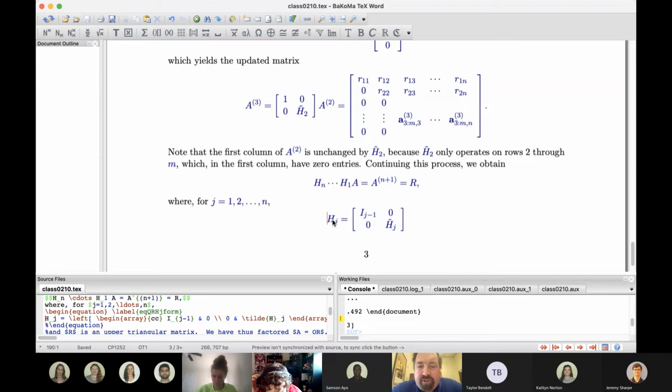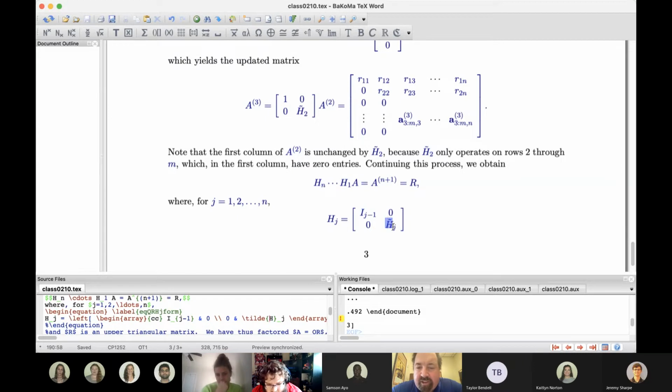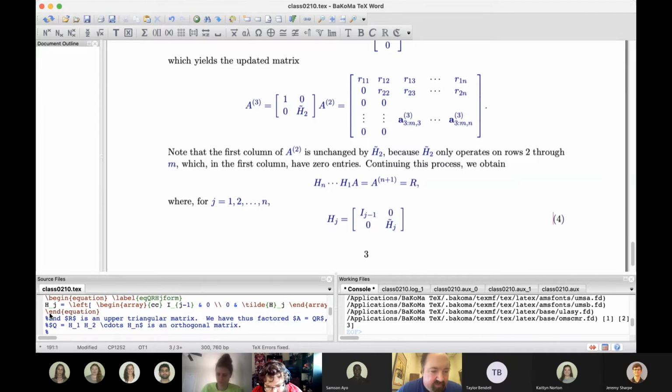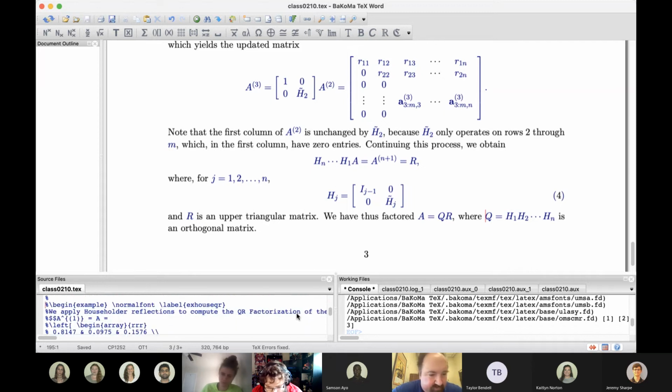So with H1, I have nothing here. I just have a Householder reflection. With j equal 2, I have an identity that's 1 by 1, and so I have a 1 here, and then H2 tilde. If I move to j equal 3, I'd have a 2 by 2 identity here, and a smaller Householder reflection here. And that is what will reduce A to upper triangular form. So, questions about the process?